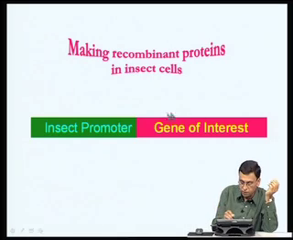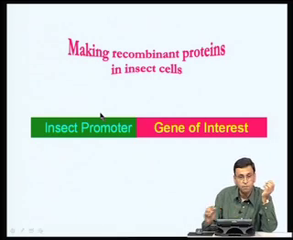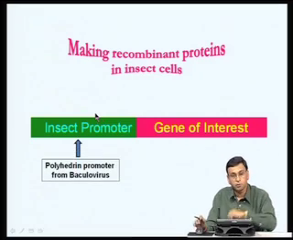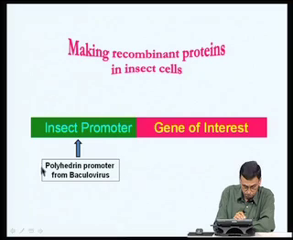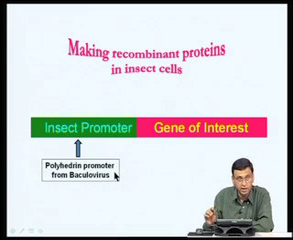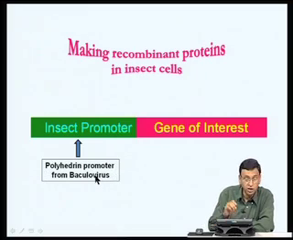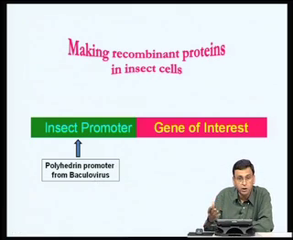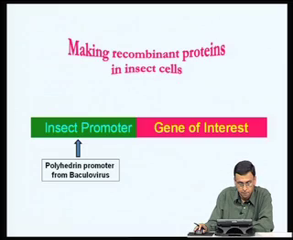You have to clone your gene of interest downstream of an insect promoter. The most commonly used insect promoter for making recombinant proteins in insect cells is called the polyhedrin promoter, from a virus called Baculovirus. This virus infects only insect cells. So, let us now try to understand what this Baculovirus is and what this polyhedrin promoter is.